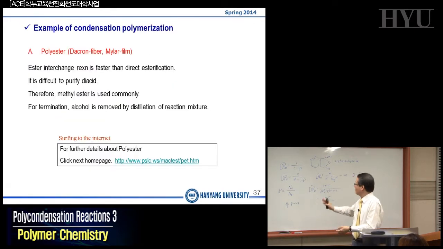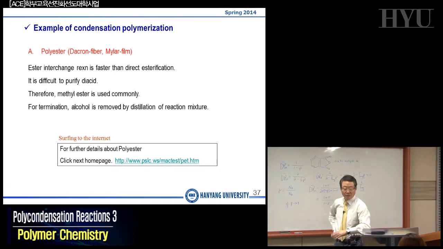Okay, so this is the summary of what I have described in Chapter 8. And from now on, I will describe some examples of the condensation polymers, okay? Starting from polyester, and I will talk about the polyamide and other aromatic polymers. First of all, the polyester.